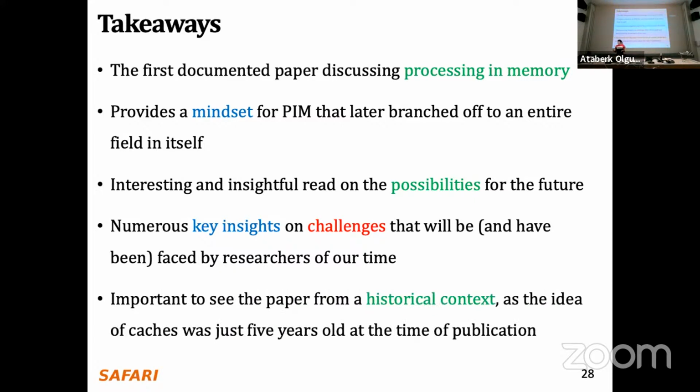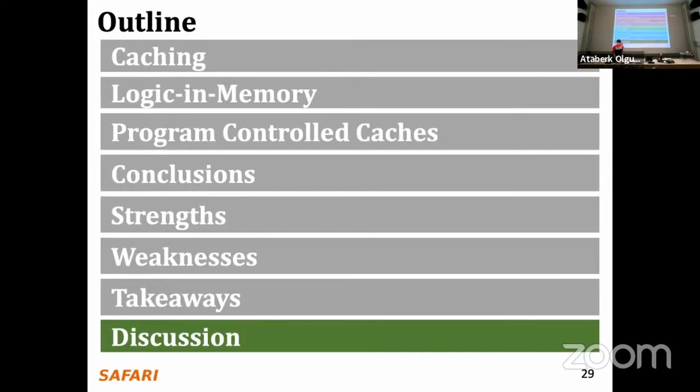It's also very important to see the paper from a historical context, because it was just 5 years since caches had just been proposed as a scientific idea. So finally, let's get to the discussion part. We'll talk a bit here about what the paper may have inspired in the field, the kind of research that has happened and is still going on, and some open questions for future researchers.